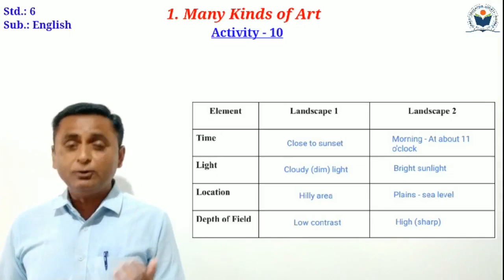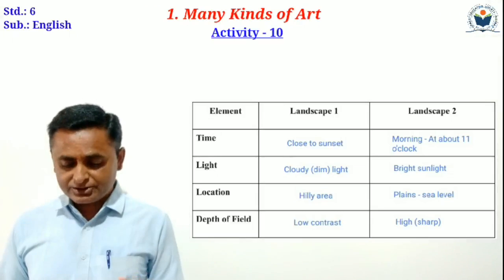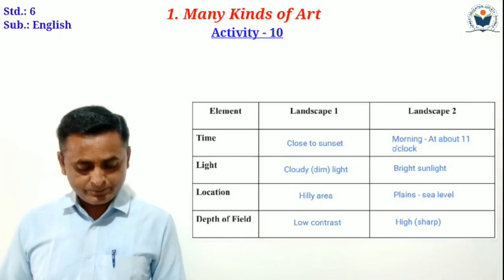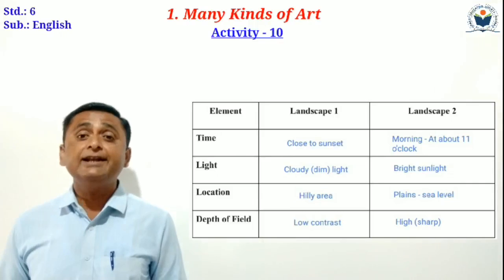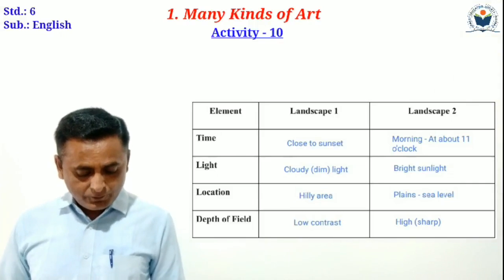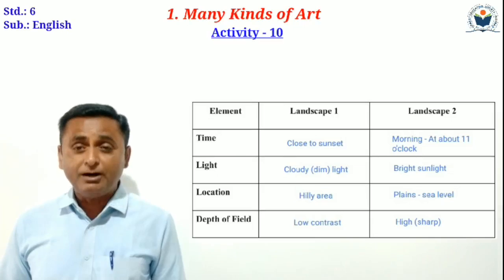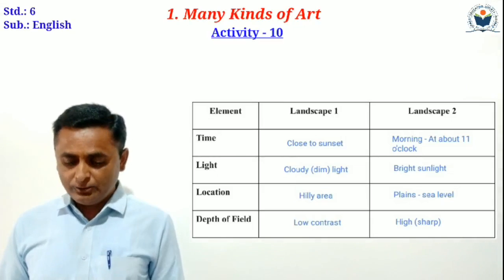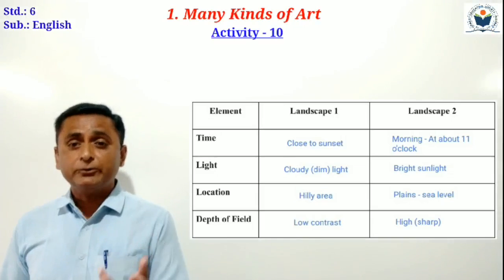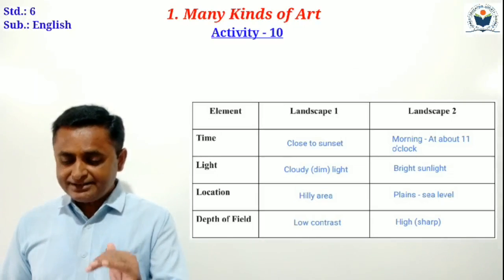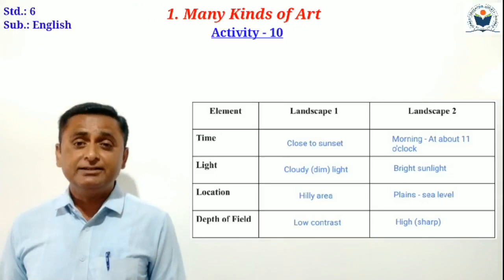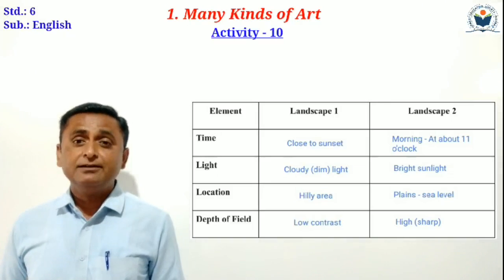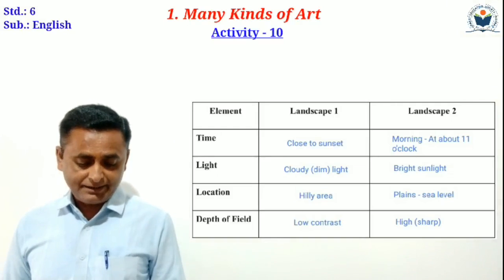Now third element, location. Just we have to discuss about location. Which is the location of landscape 1 and landscape 2, we have to decide. First, landscape 1 is a hilly area. Can you see that? One hilly area is given here, trees and mountain. Can you see in first picture? So it's a hilly area, the location is there. On other side, location of landscape 2, plains are there, and I think sea level is there. दरिया किनारे जाएंगे तो. So plains and sea level picture is there in second landscape.